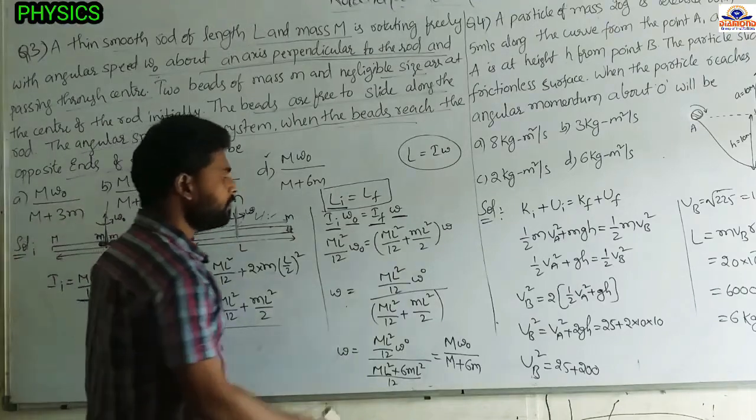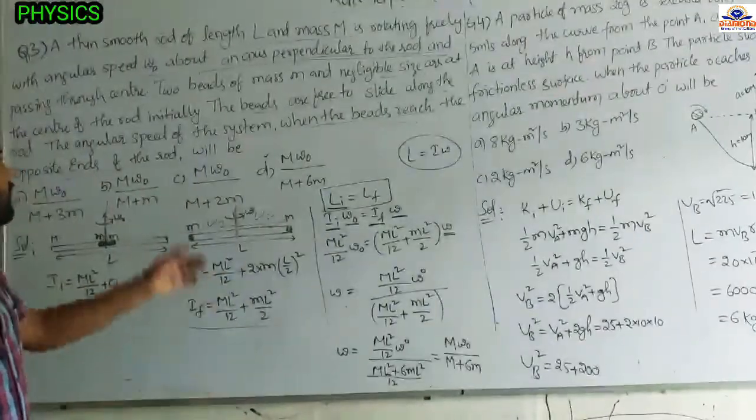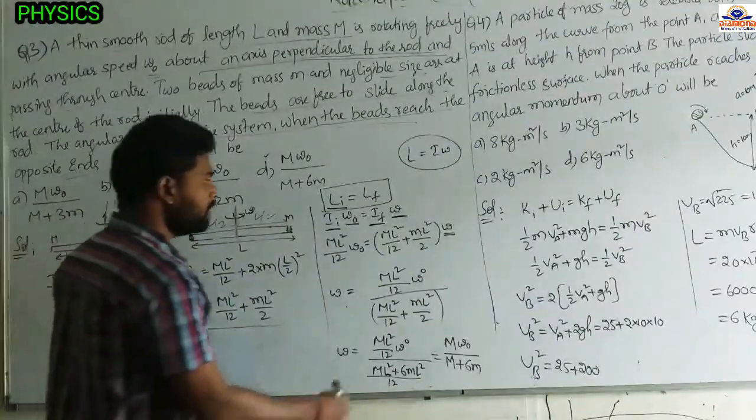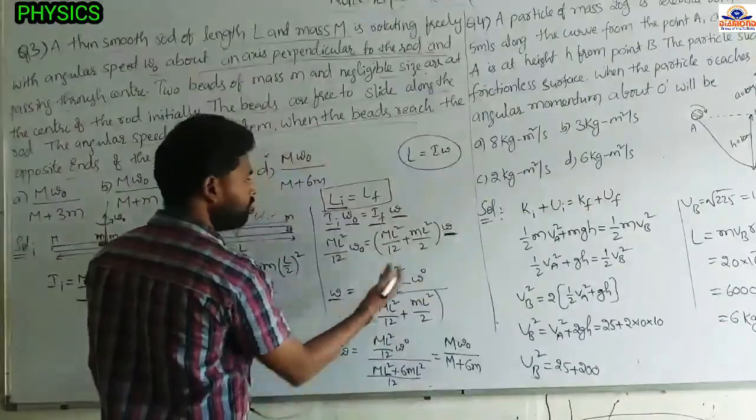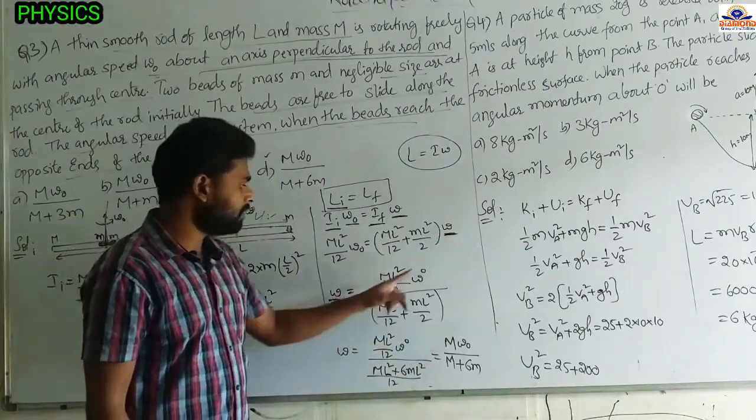Okay, so now we have to find, whenever the beads reach the opposite ends of the rod, what is the angular speed. This omega value we have to find. Now omega equals, sending this one to this side, ml square by 12 into omega naught.